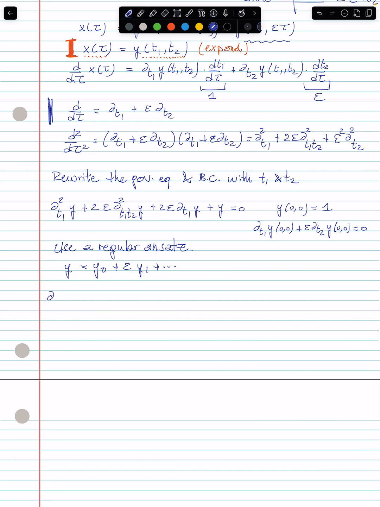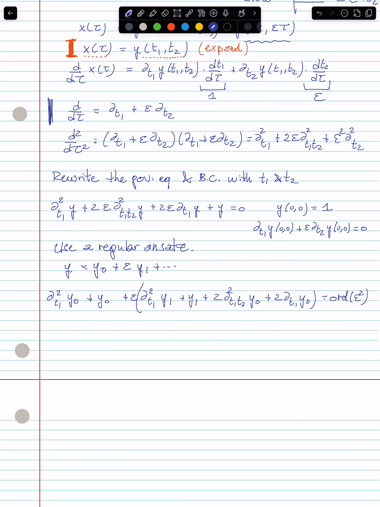So I'm going to rewrite the governing equation. Second derivative with respect to t1 of y0 plus y0. I'm going to also collect the different terms together. We then have epsilon times the second derivative with respect to t1 of y1 plus y1 plus twice the cross derivative t1, t2 of y0 plus twice the derivative with respect to t1 of y0. And this is equal to 0 plus other epsilon square terms.